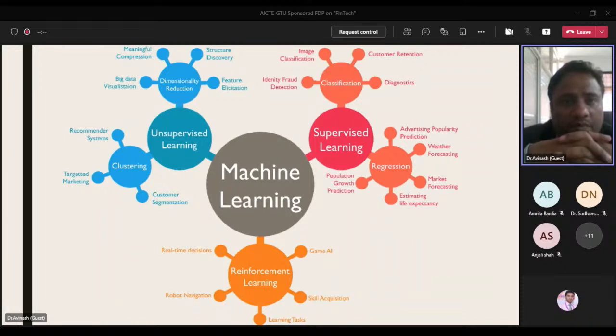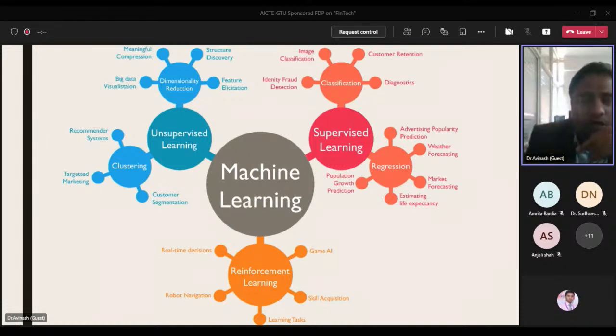Then with the help of dimension reduction, we can do feature extraction, feature elicitation, and big data visualization. Many such applications are possible. With the help of reinforcement learning, we can develop some kind of artificial intelligence games.